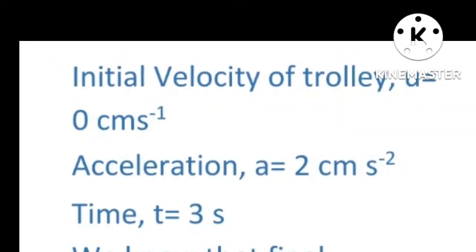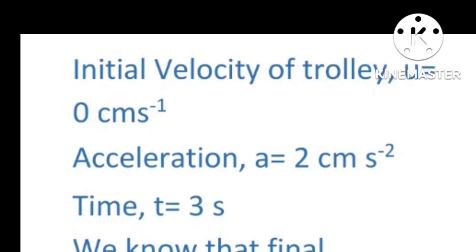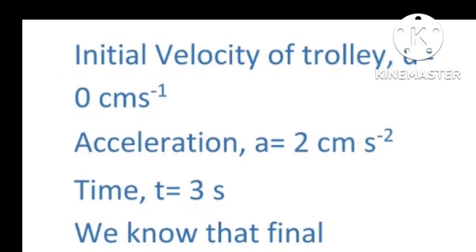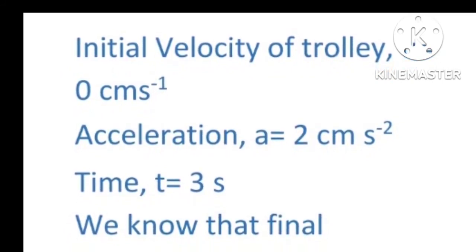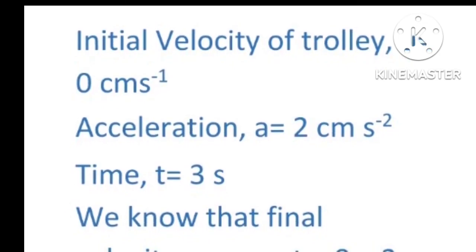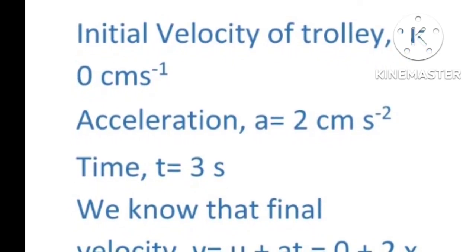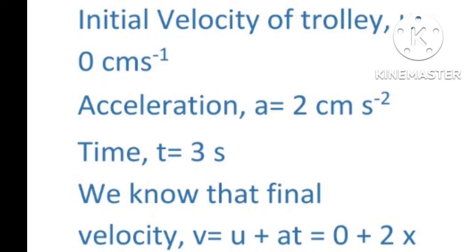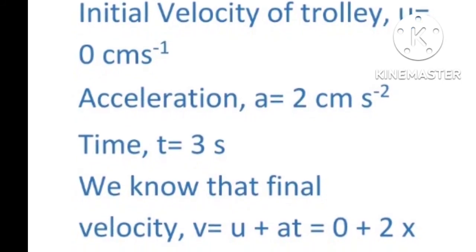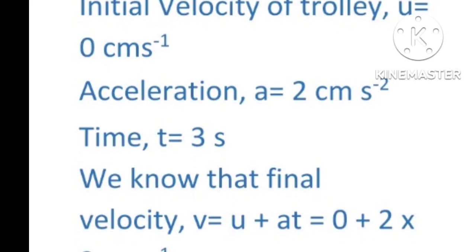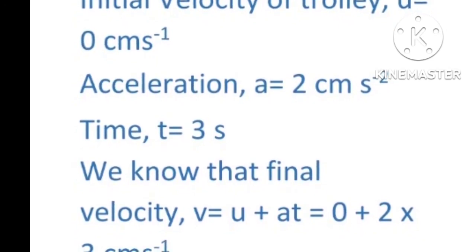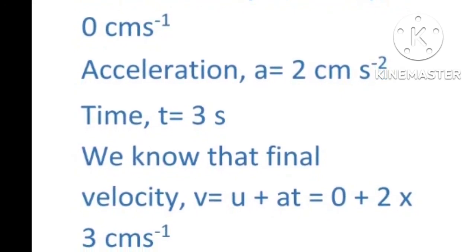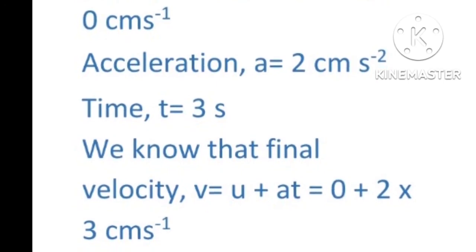Now we can write down initial velocity u equal to 0 centimeter per second, acceleration a equal to 2 centimeter per second square, time t equal to 3 second. Okay, now we have to find out the final velocity. So which equation can be used here? To find out the equation, we have to check the question again, right? It is given that the trolley is moving through an inclined plane. What does it mean? In an inclined plane, the body will be having uniform accelerated motion. So in such a situation, we can use the three equations of motion. Okay, we have already studied that.